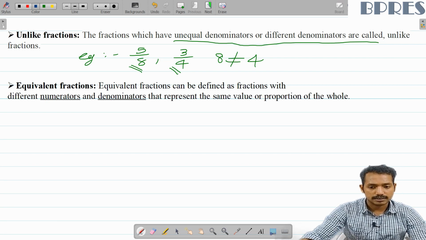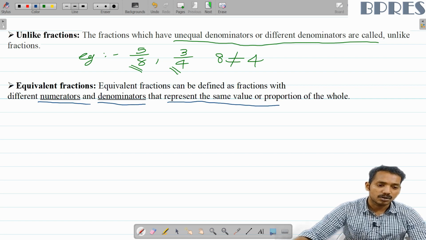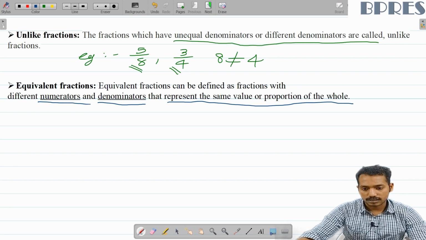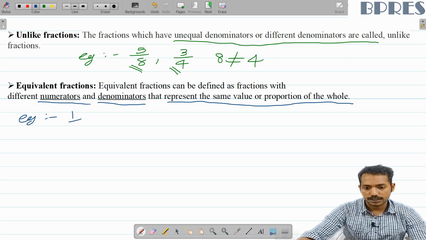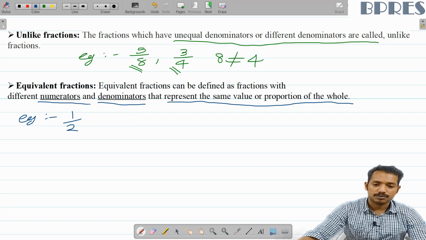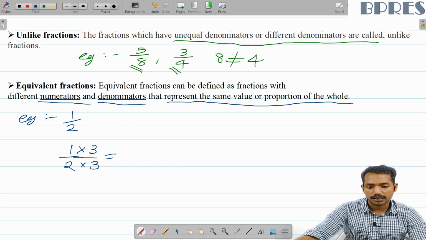Now the last category, that is equivalent fractions. Equivalent fractions can be defined as fractions with different numerators and denominators but that represent the same value or the same proportion of the whole. For example, we can write 1 by 2. And if we multiply that 1 by 2 by 3 on numerator as well as on denominator, what we will get? 1 into 3 is equal to 3 and 2 into 3 is equal to 6.